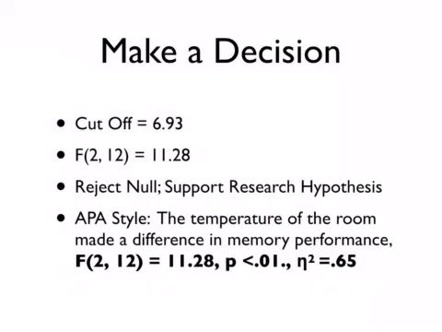F(2, 12) is equal to 11.28. P is less than 0.01. And we also previously calculated effect size. So great, we have a difference. Yay! Somewhere in all that data, there's a difference.